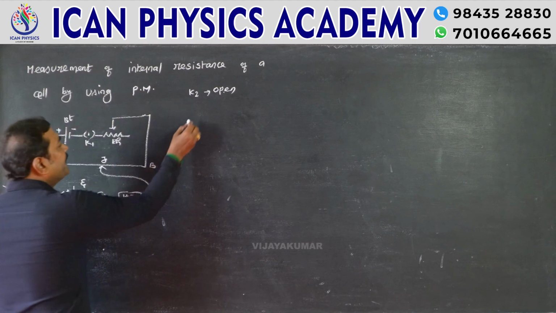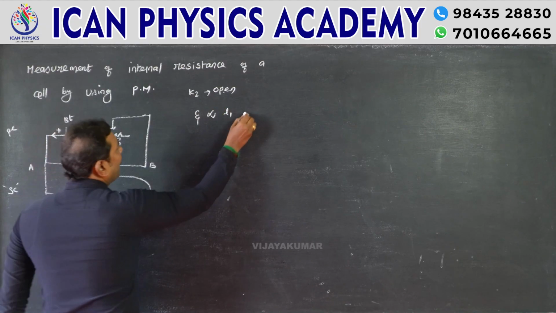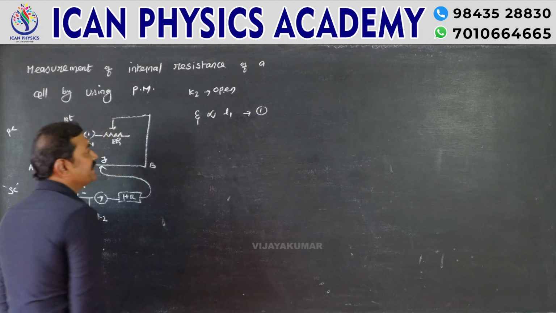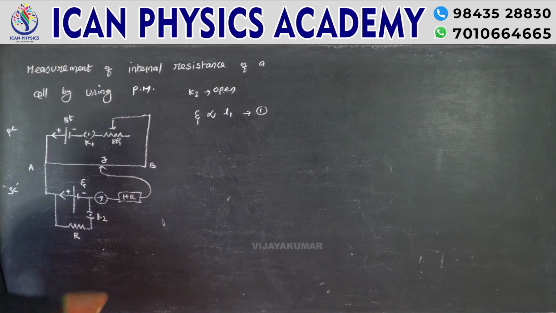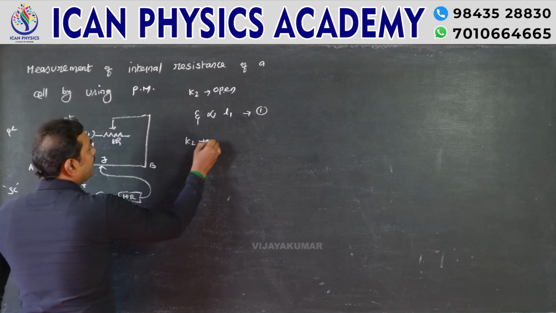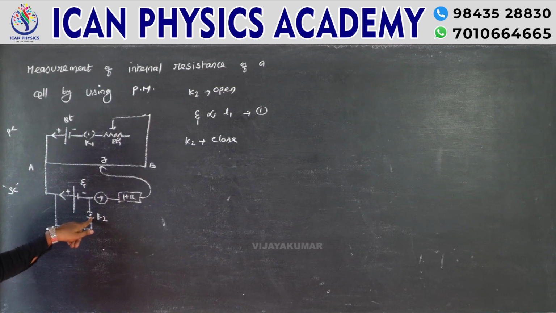We just saw that the EMF of the cell is directly proportional to the balancing length. Now it can be taken as equation number 1. Okay. இப்போ நான் K2-வை க்ளோஸ் பண்ணிட்டேன். அப்ப ஸ்விட்ச் ஆன் பண்ணிட்டேன். இப்போ நான் ஸ்விட்ச் ஆன் பண்ணா current can flow through the external resistance.